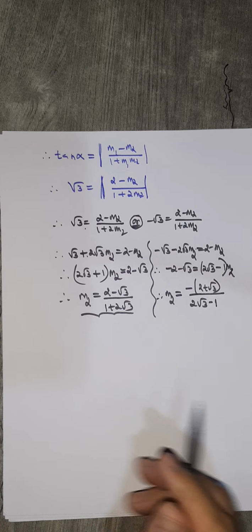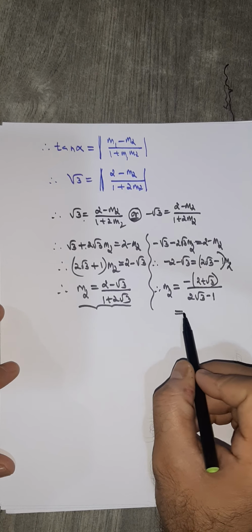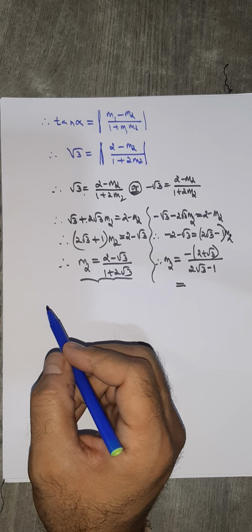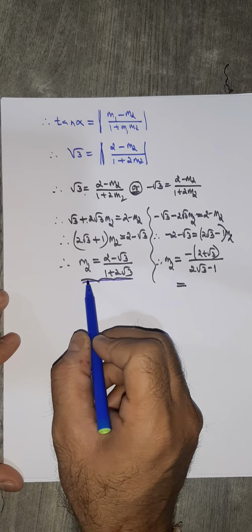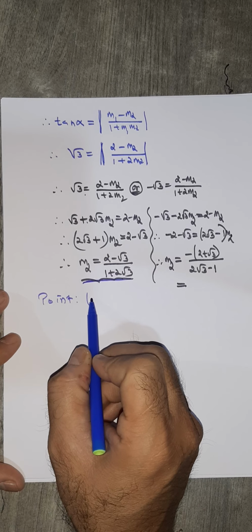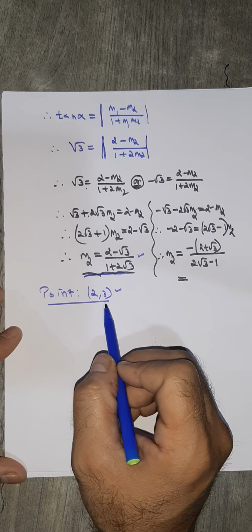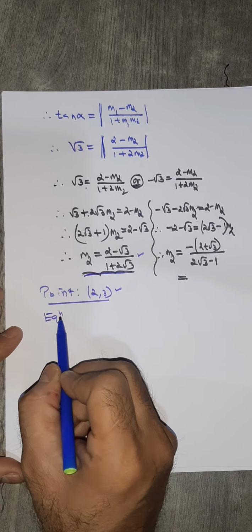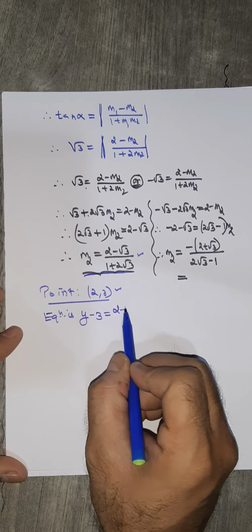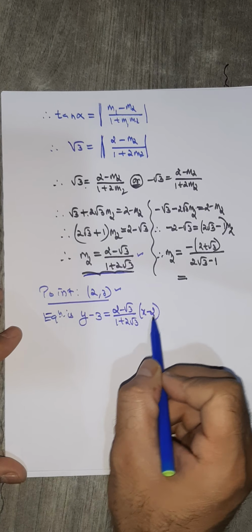Okay, is this correct? Or you can just write it like this if you want. Okay, let's keep it in this form. So now if the slope is this, and the point 2 comma 3 is already given, we'll get the equation. This is the slope, this is the point. So the equation is y minus y0, which is 3, equals the slope, 2 minus root 3 upon 1 plus 2 root 3, into x minus x0, which is 2.